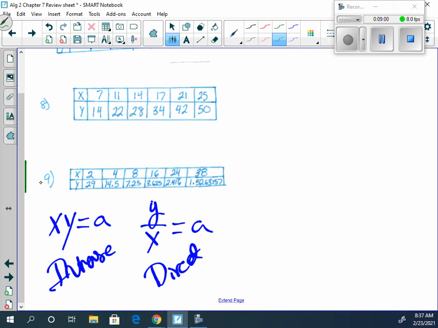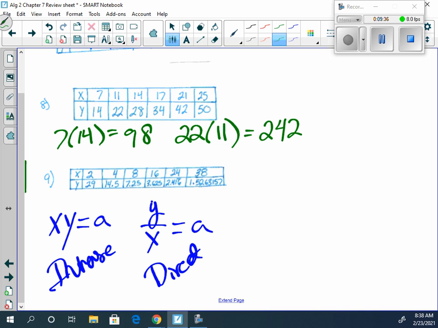So when I look at number 8, I can start off by just saying 7 times 14. I'm just picking one. I just picked inverse. It doesn't matter which one we do first. So we do 7 times 14, which gives us 98. So 7 times 4 is 28, 8 carry the 2. 7 times 1 is 7, plus 2 is 9. So that gives us 98. 22 times 11 is going to be 242.